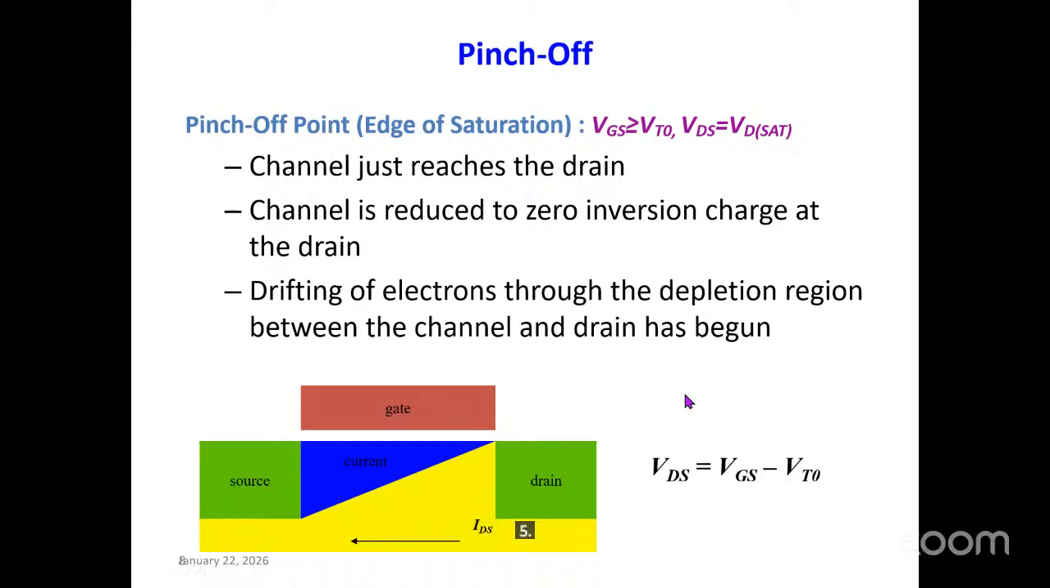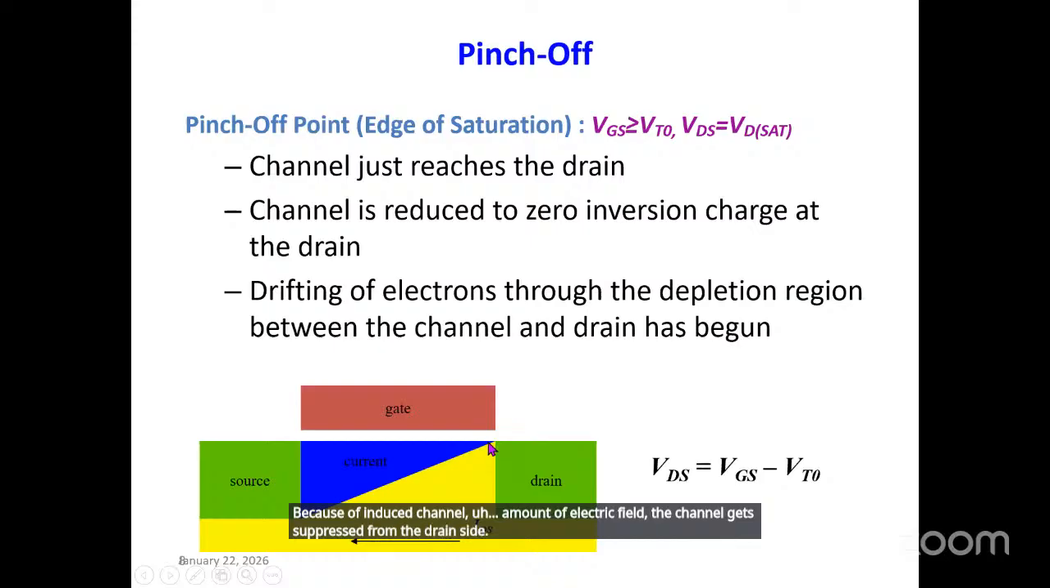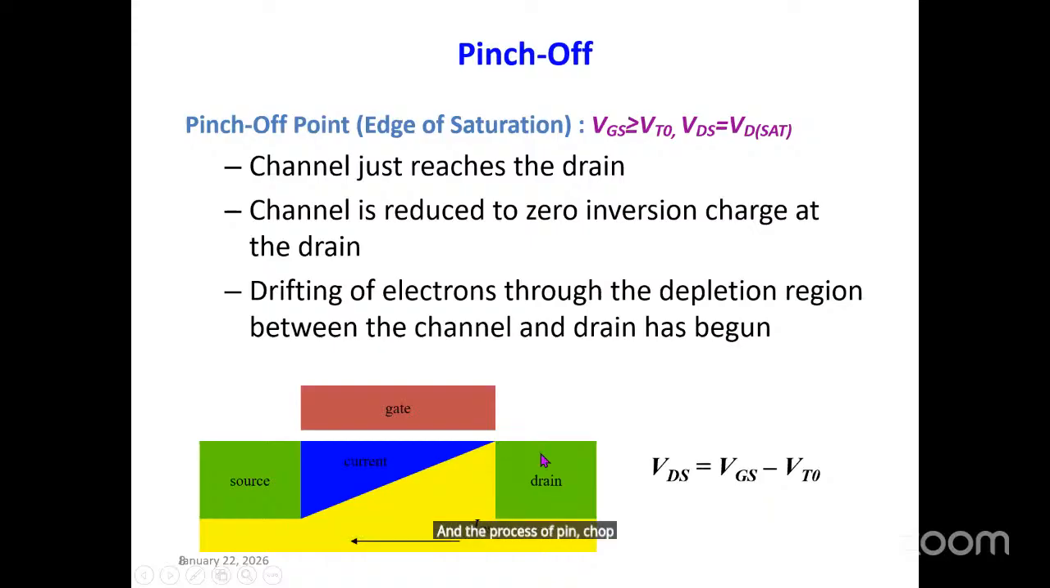If that micro goes up, it becomes mega, 5 mega volt per meter. That means the amount of electric field induced in this channel is really very, very high. Because of the induced channel electric field, the channel gets suppressed from the drain side, and the process of pinch off and saturation starts.